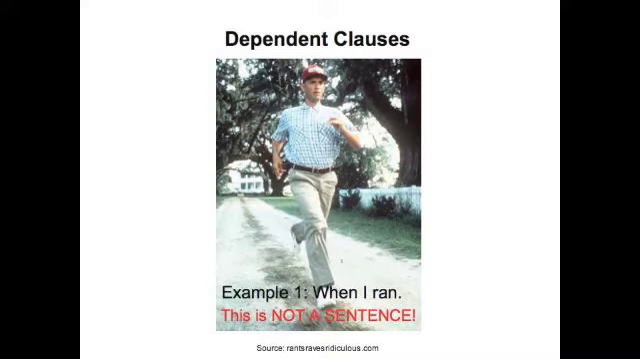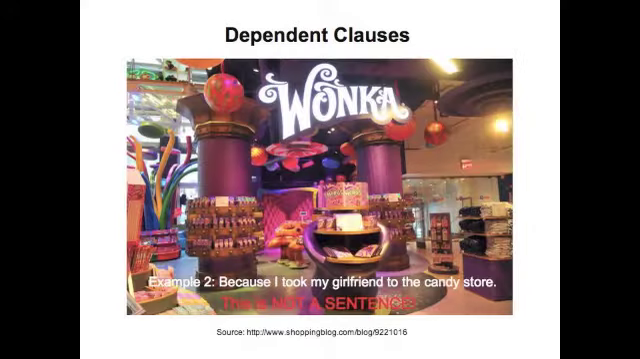When I ran. When we take our independent clause and put a dependent marker word in front of it, it becomes a dependent clause. Don't put a period here because this isn't a sentence. Here's another example. Because I took my girlfriend to the candy store. This is also not a sentence. Notice that I could also say, when I took my girlfriend to the candy store, or if I took my girlfriend to the candy store. These would also be dependent clauses.